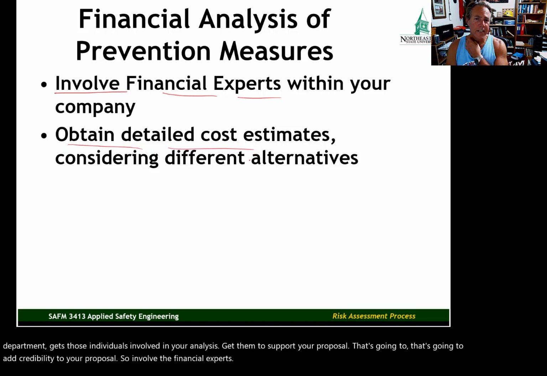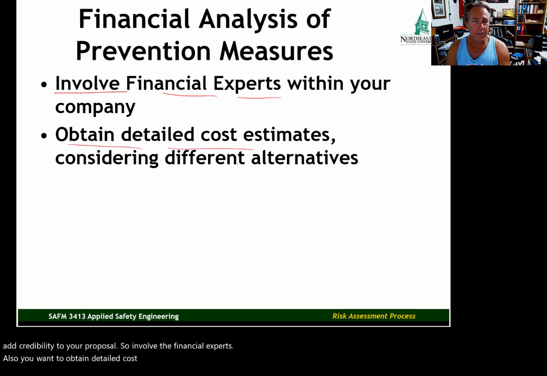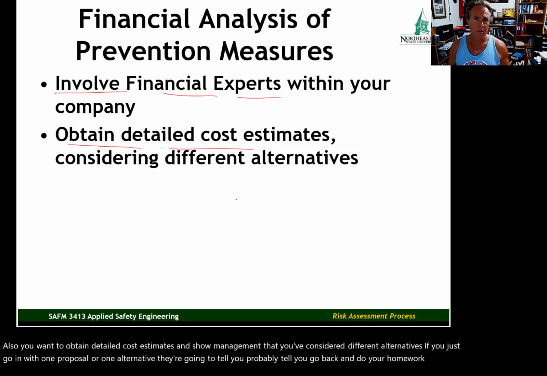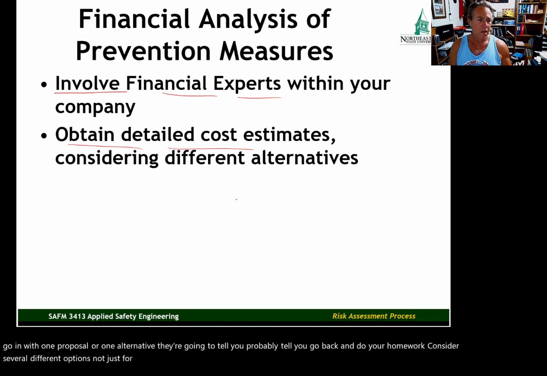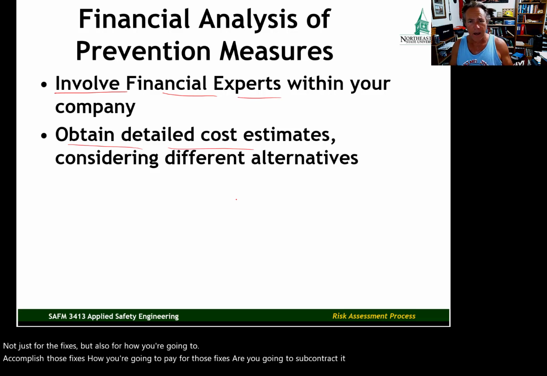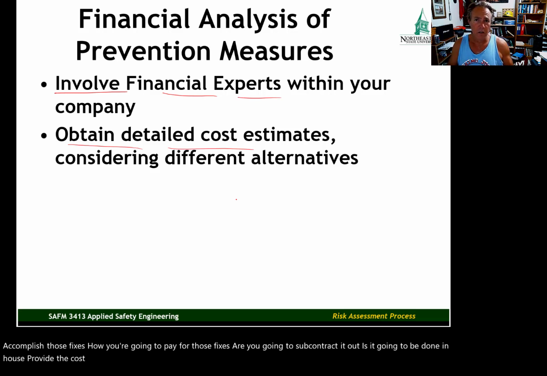Also, you want to obtain detailed cost estimates and show management that you've considered different alternatives. If you just go in with one proposal or one alternative, they're going to probably tell you to go back and do your homework. Consider several different options, not just for the fixes, but also for how you're going to accomplish those fixes, how you're going to pay for those fixes. Are you going to subcontract it out? Is it going to be done in-house? Provide the cost of each of those different approaches.